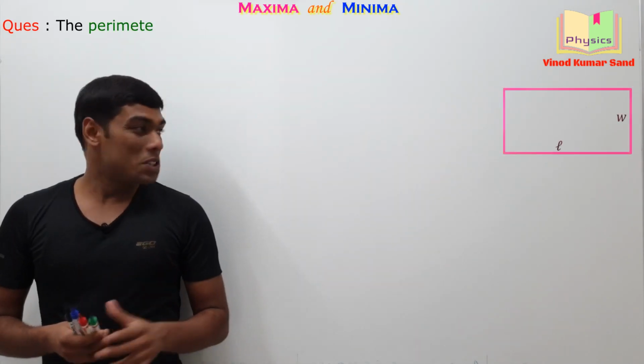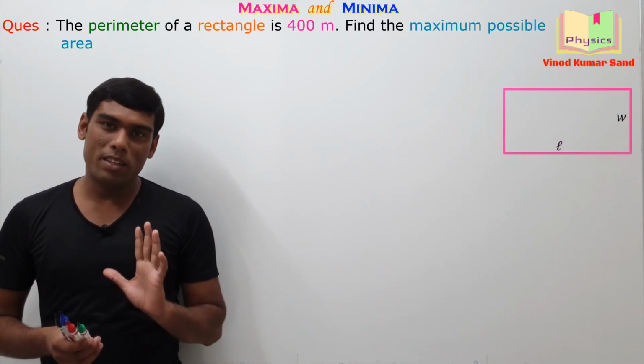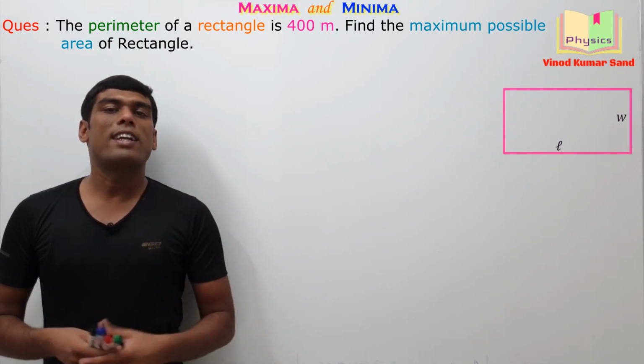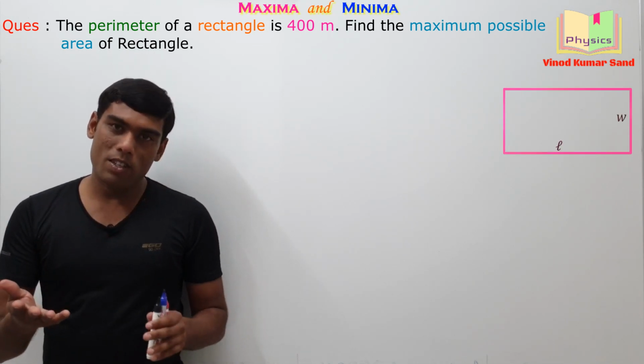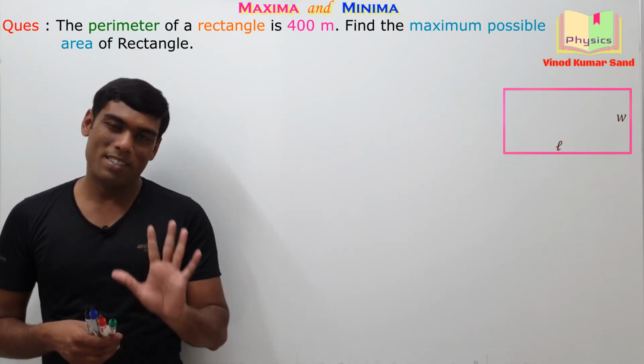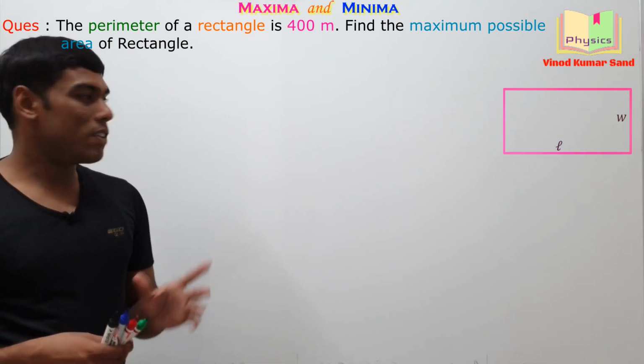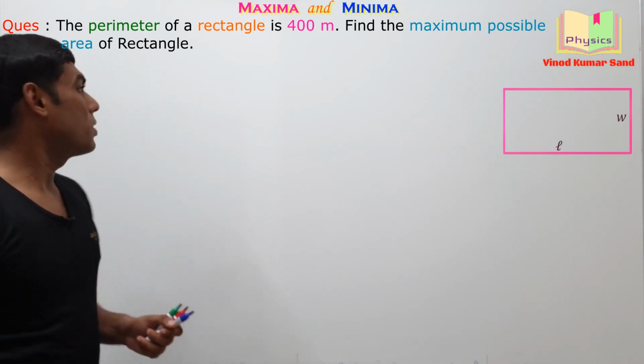Here is the next good question. We are given a rectangle whose perimeter is 400 meter and we have to find the individual values of length and width in such a manner that the area of rectangle becomes maximum. It's a simple but good question. You can pause the video here and give it a try yourself. I'll be solving the things on board.